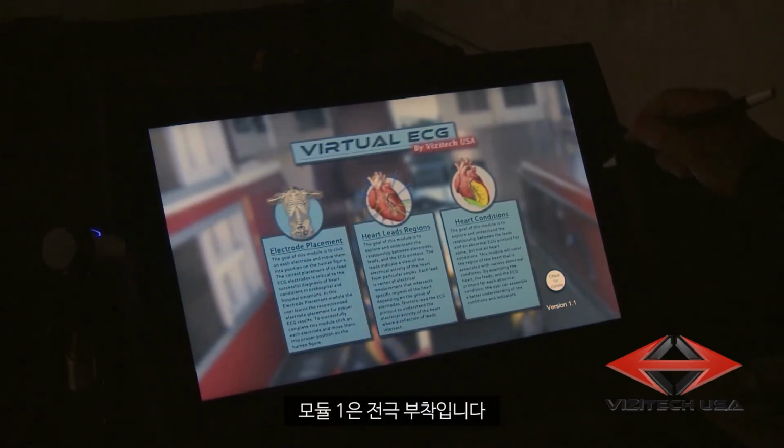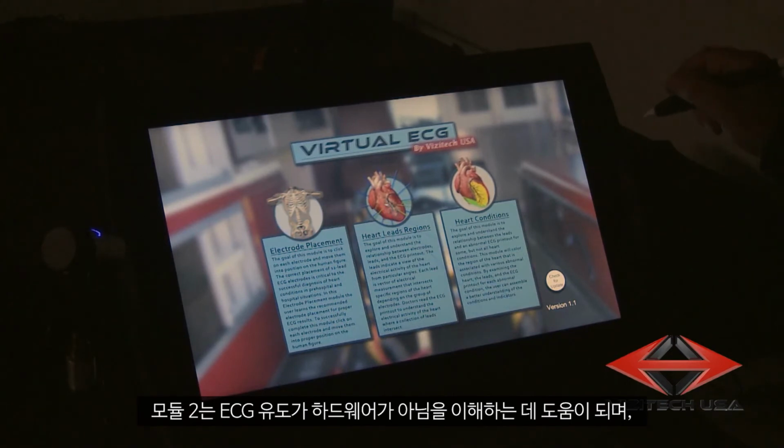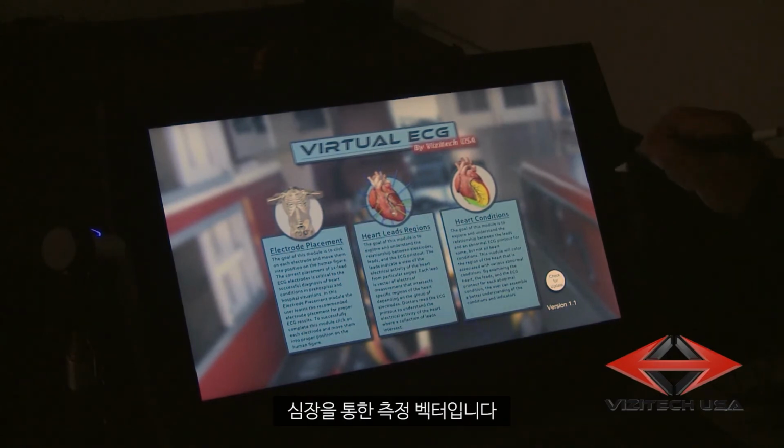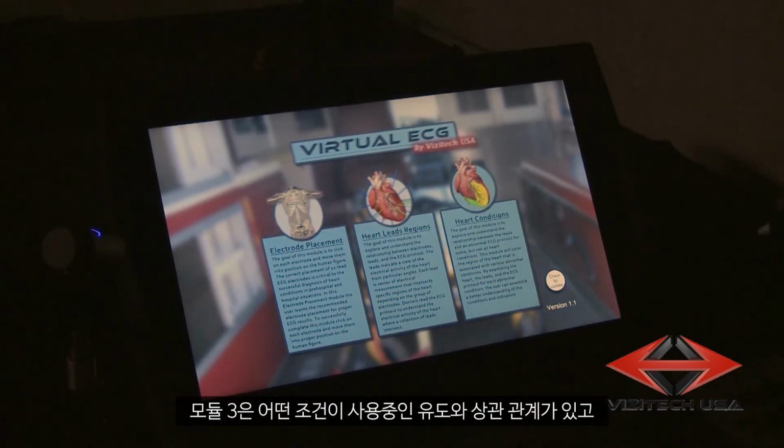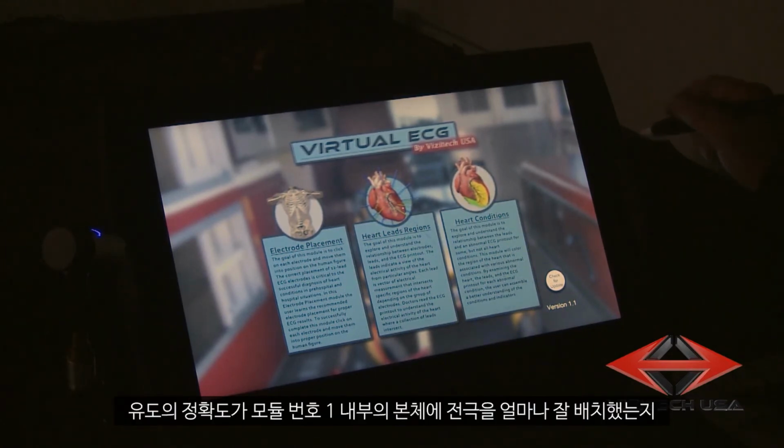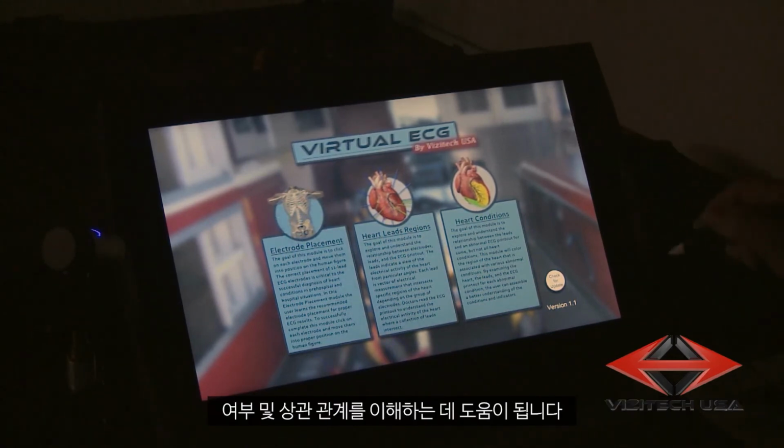Module 1 is electrode placement. Module 2 helps us understand that an ECG lead is not a piece of hardware. It's a measurement vector through the heart. Module 3 helps us understand what conditions correlate to which leads are being used, and the accuracy of the leads correlate to how well you have placed the electrodes on the body inside of module number 1.